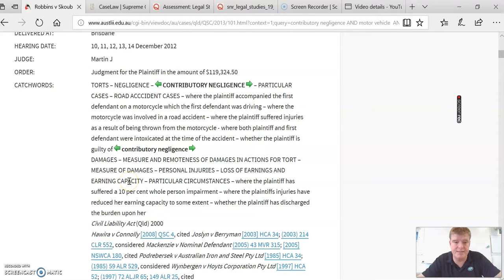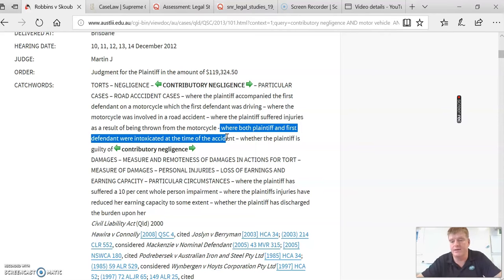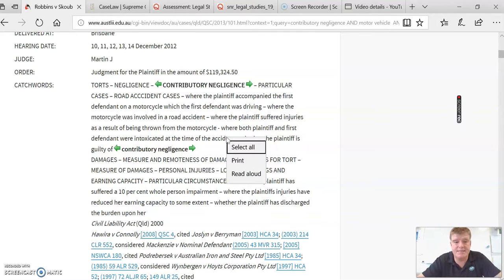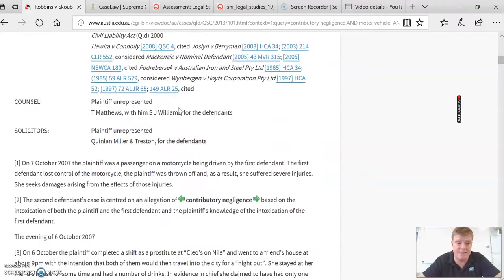So let's have a look and see. Let's have a look. Oh, and this is the important part. Right? Where both plaintiff and first defendant were intoxicated at the time of the accident. That is exactly what we are looking for. So now let's see down. We've got a judgment for the plaintiff in the amount of $119,324.50.